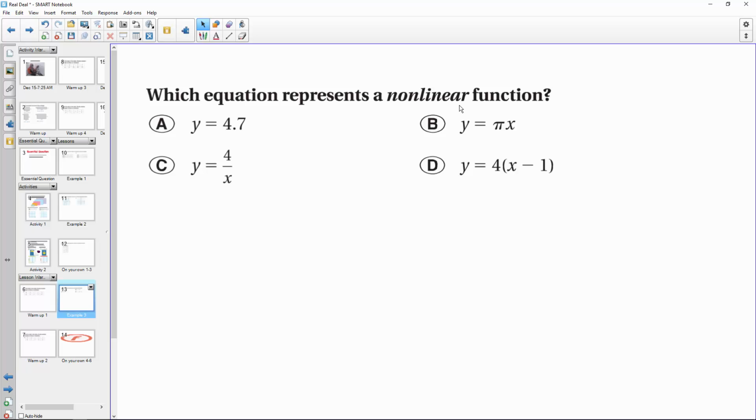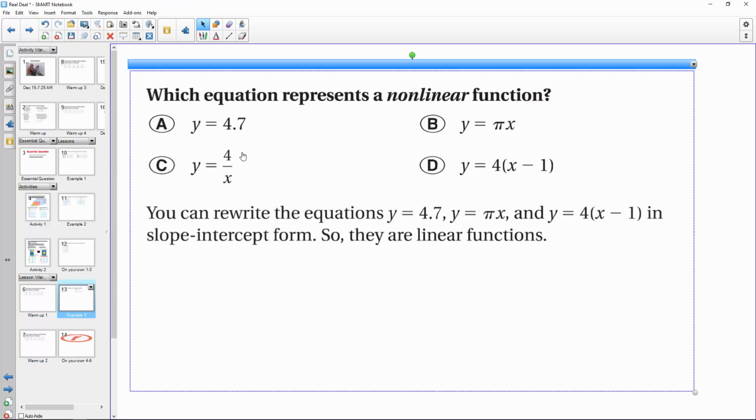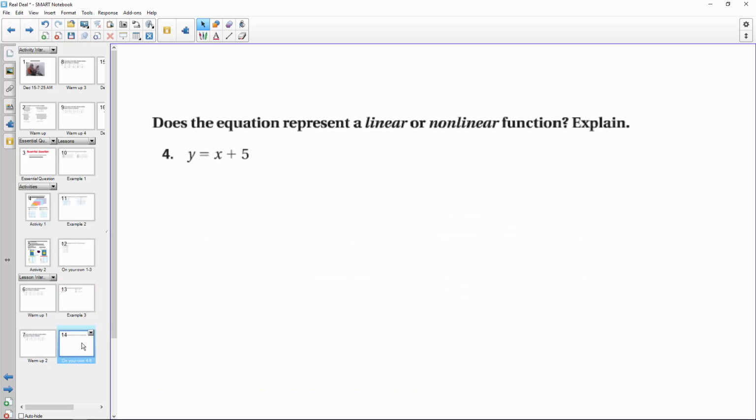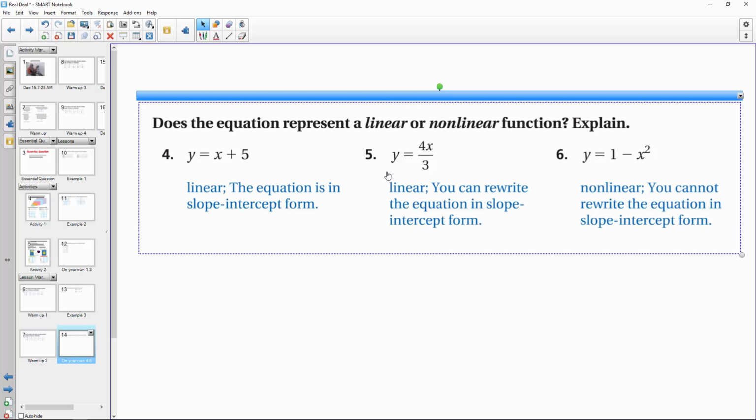So which equation here represents a nonlinear function? This is linear, this is linear, this is linear. When I divide by a number, that's an inverse variation, so this will not be linear. So C is unfortunately not right. So is this linear or nonlinear? We go through these, you can tell which one. So of course this one is linear. This one is nonlinear because it has this little exponent up to the side here.